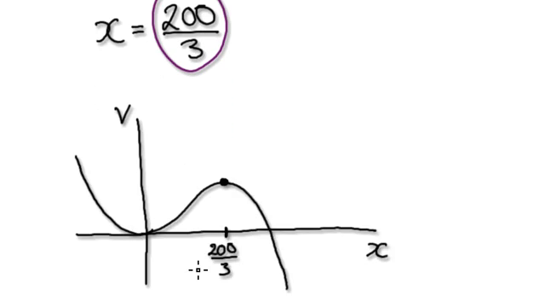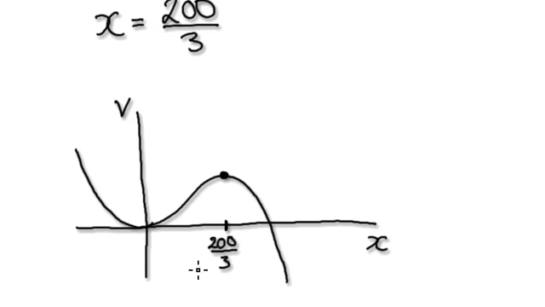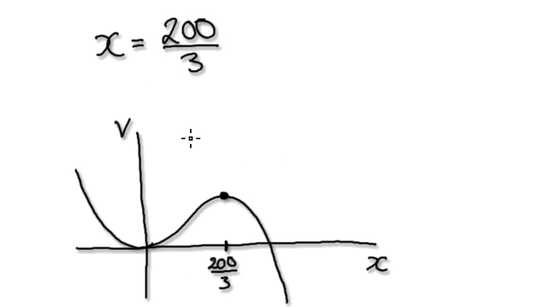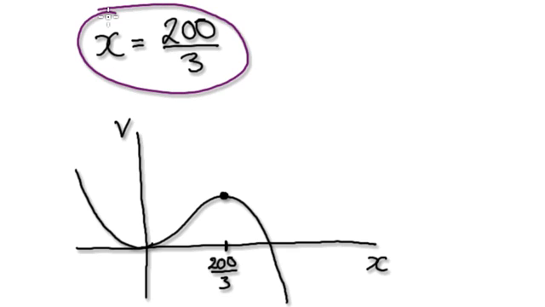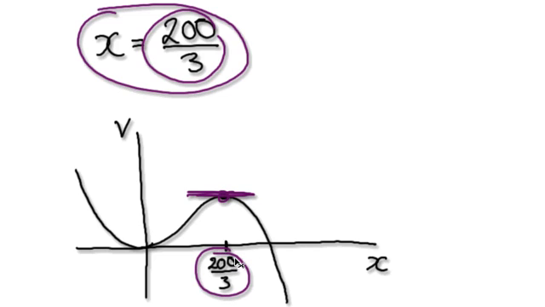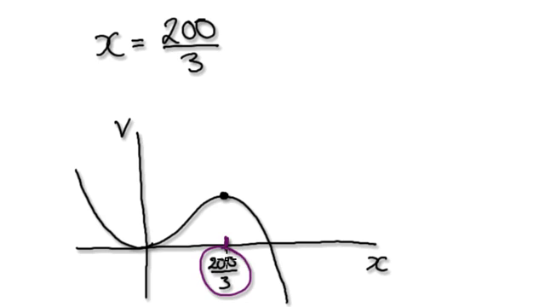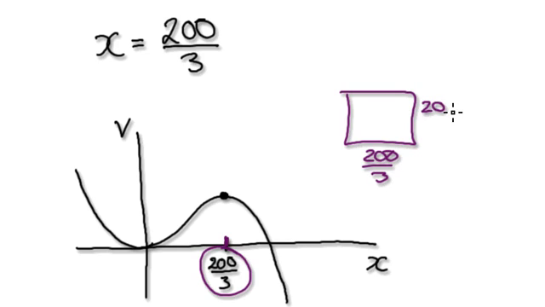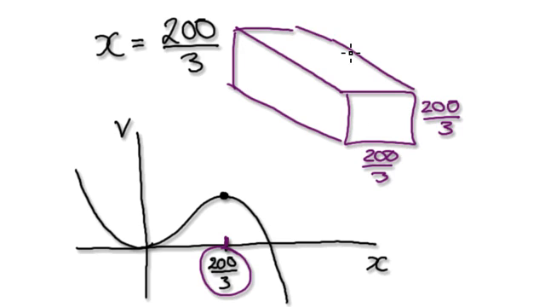So let's look at our graph here. So this is our graph. What we've worked out here is that the gradient will be 0 when x equals this. So the gradient is 0 here. So this bit here is 200 over 3. So we want our square base here to be 200 over 3 across, 200 over 3 high, and now we just have to work out the length.